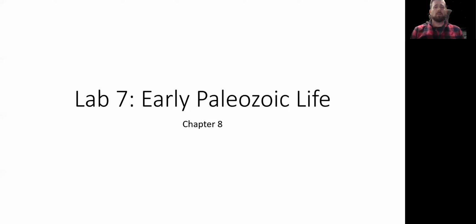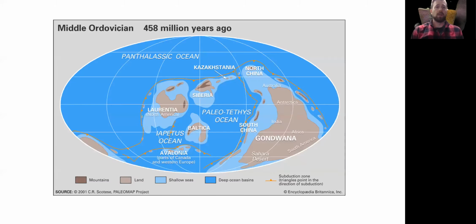So today we're going to be looking at our next lab, and I'm going to try to do a little bit of an intro similar to what I would have done in class if we were all meeting, as we look at Lab 7, which is Chapter 8 in the lab manual, Early Paleozoic Life. Just a brief introduction to this lab before you all get started on the exercise in Canvas. This lab is going to be focusing on the life of the early Paleozoic.